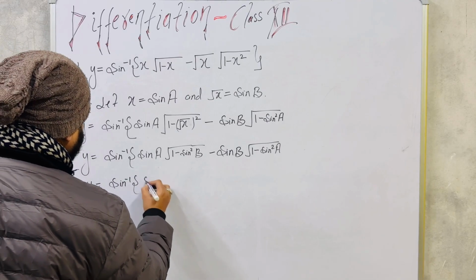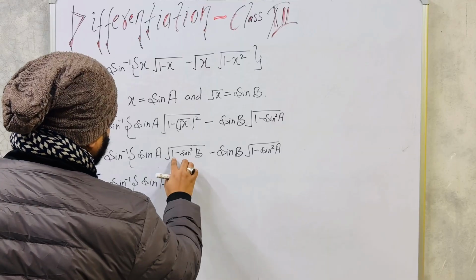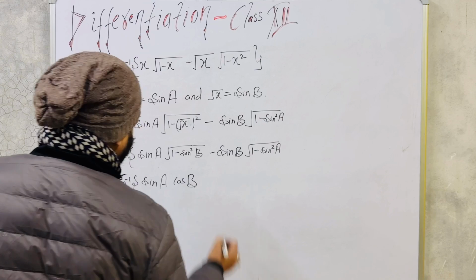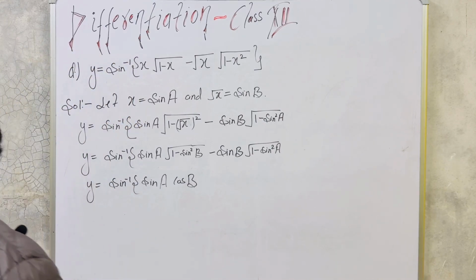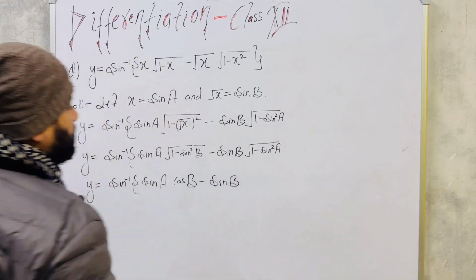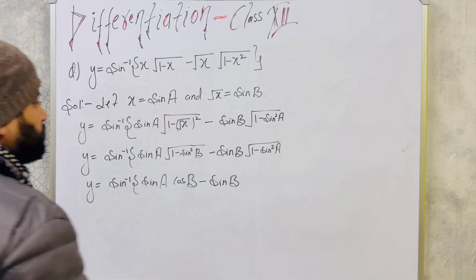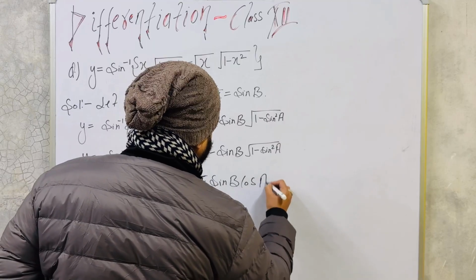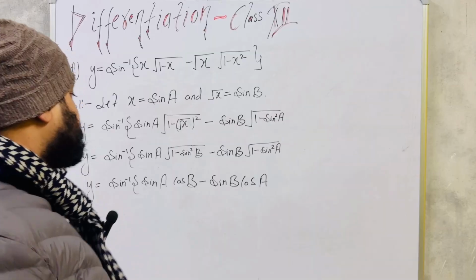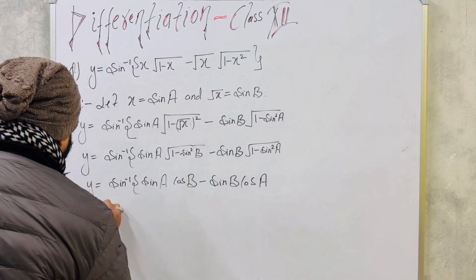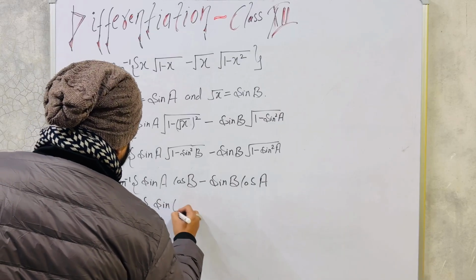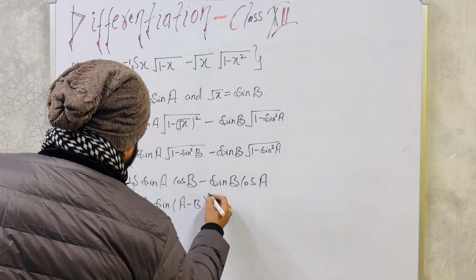Now sine inverse of sine a times under root 1 minus sine square b, that is cos square b, and the under root is cos b, to remove the under root. Minus sine b times under root 1 minus sine square a, that is cos square a, that is cos a. This is sine a cos b minus cos a sine b, and this is the formula of sine (a minus b).